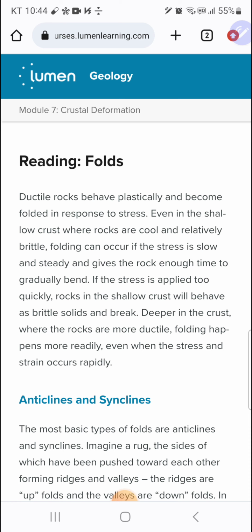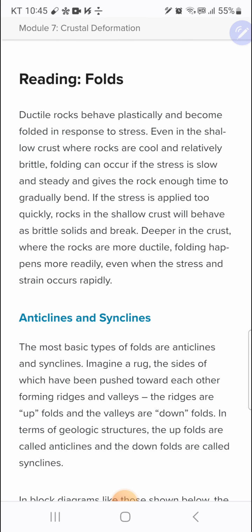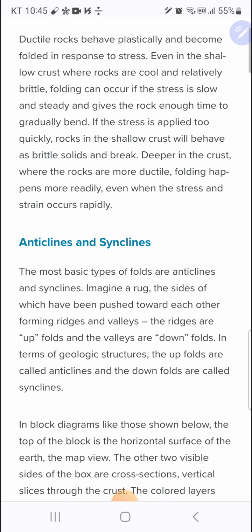Deeper in the crust, where the rocks are more ductile, folding happens more readily, even when the stress and strain occur rapidly. So the shallow crust and deep crust respond differently to slow or quick stress, right? Ductile. Remember the expression ductile.